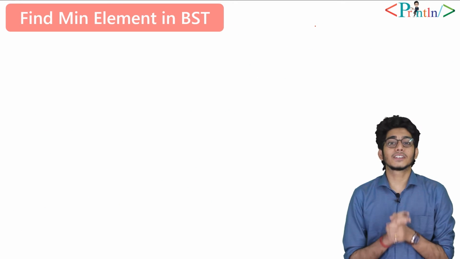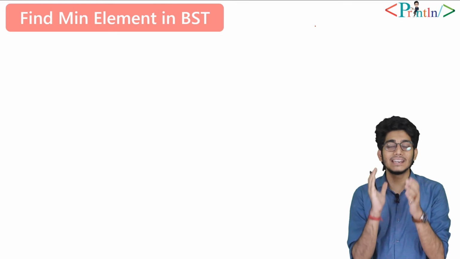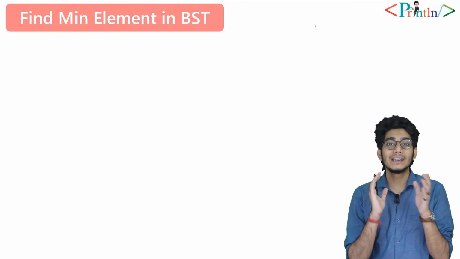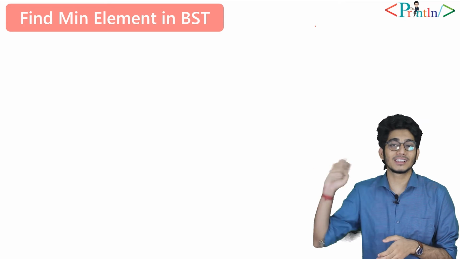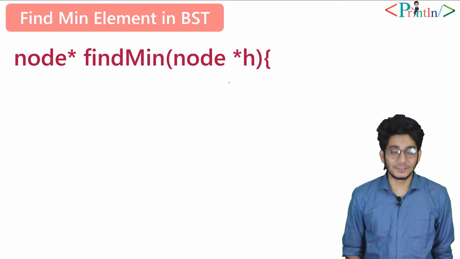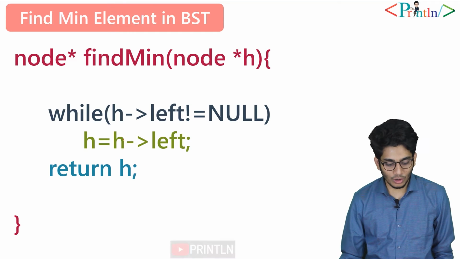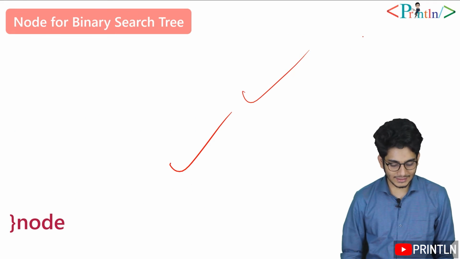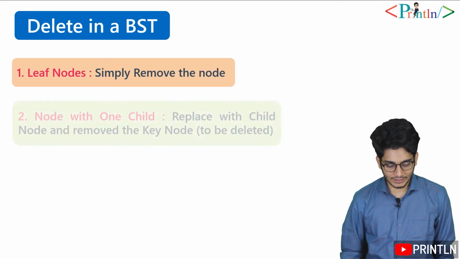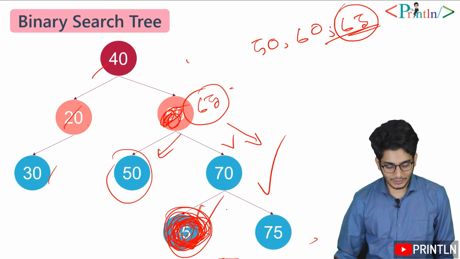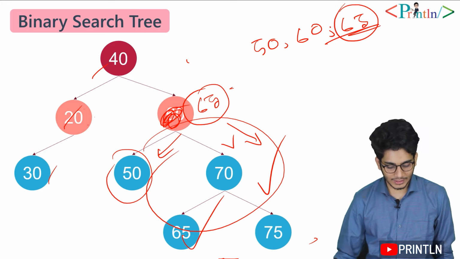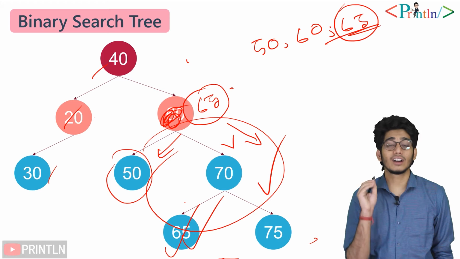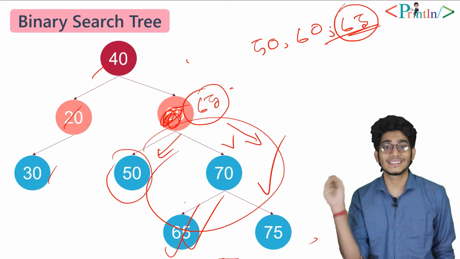Now we'll look at the function for getting the minimum element of a BST. If you don't know how to get the minimum or maximum element from a BST, just click on this video and watch it. That is very easy. We'll just go to the leftmost node of the BST. What will be the leftmost node of this tree? It will be 65. So this is how we can get the lowest element of a tree or of a subtree.